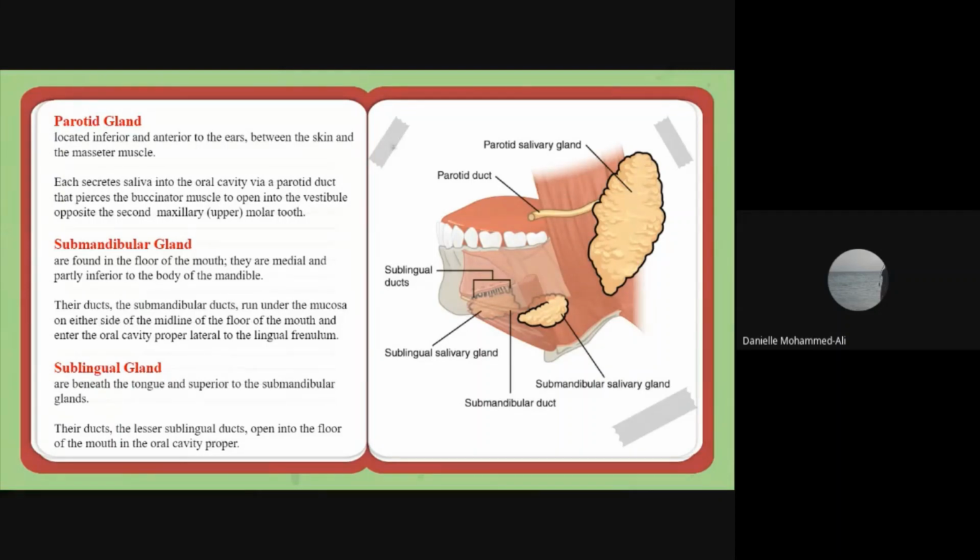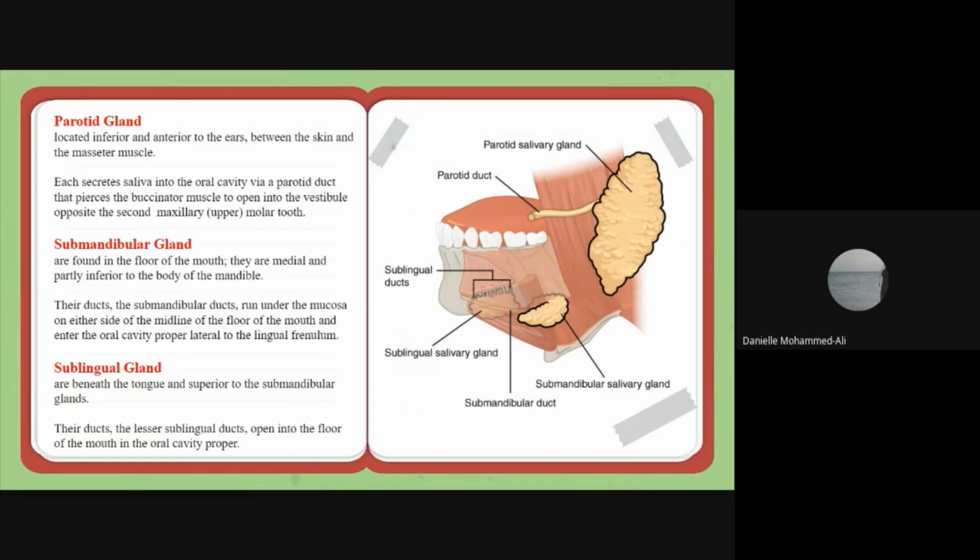Now, the submandibular glands, which are the second largest salivary glands, are found in the floor of the mouth, and they are medial and partly inferior to the body of the mandible. Their ducts, which are the submandibular ducts, run under the mucosa on either side of the midline of the floor of the mouth, and they enter the oral cavity lateral to the lingual frenulum.